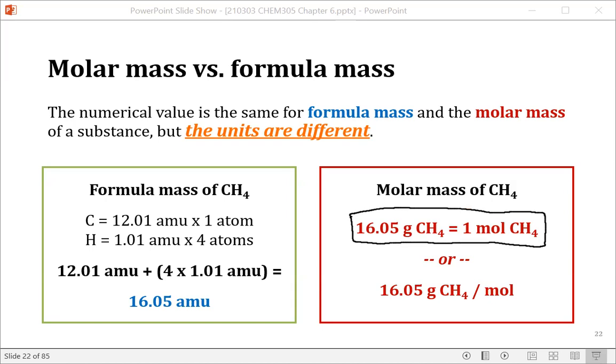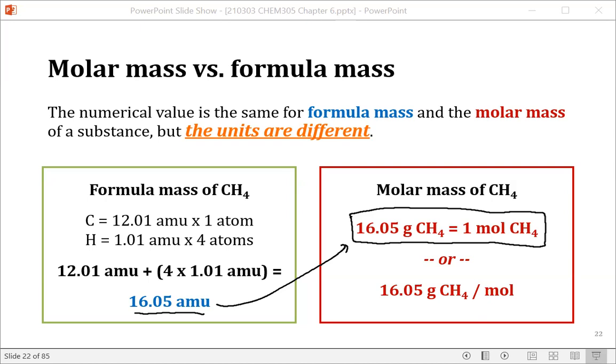And we can do this because our atomic mass units and moles of substance are both based on carbon-12 as the reference point. So because moles and atomic mass units are both based on carbon-12 as the reference point, we can take the atomic mass number and just convert it into grams per mole, because they're both based on the same reference point.